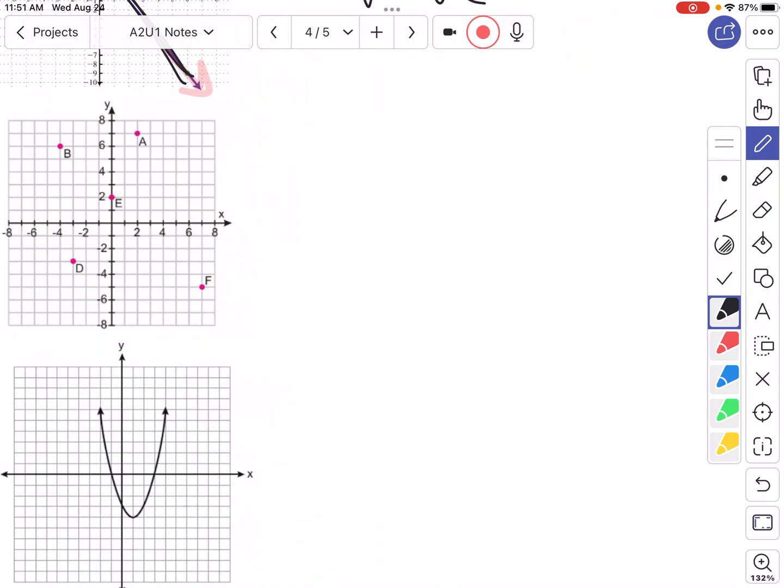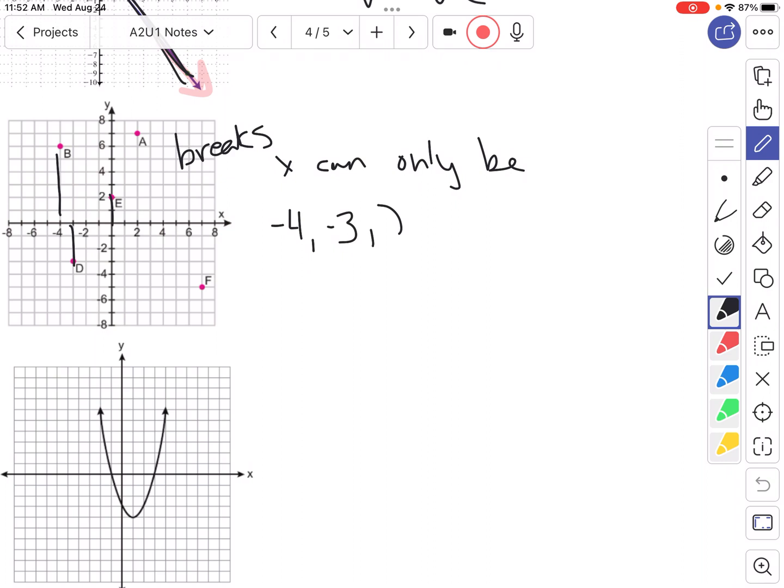This next one, we see that there's not continuity. You cannot draw a solid curve from one point to the next. So there are breaks. These are individual points. So x can only be on those points. So we have -4, -3, 0, 2, and 7. Those are the only values that x can be on that.